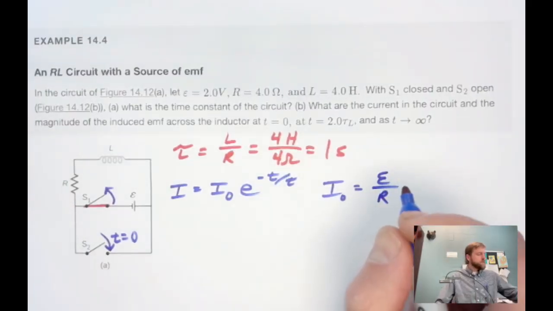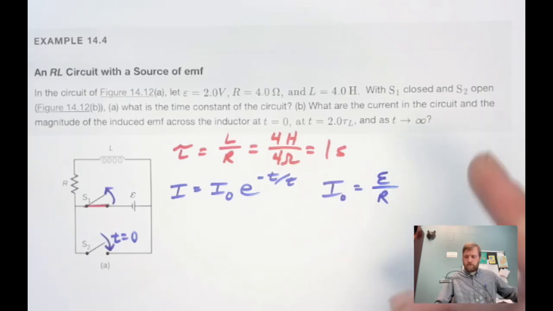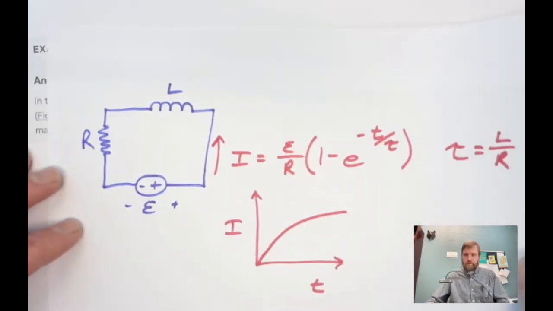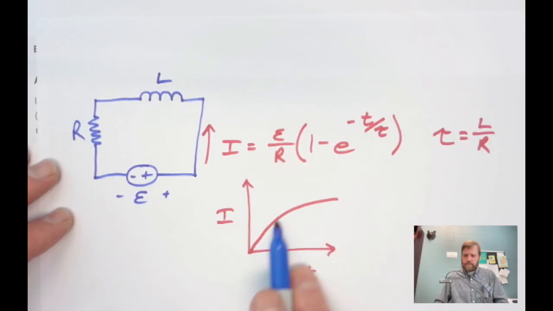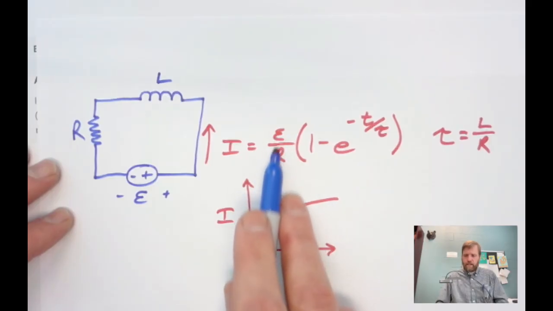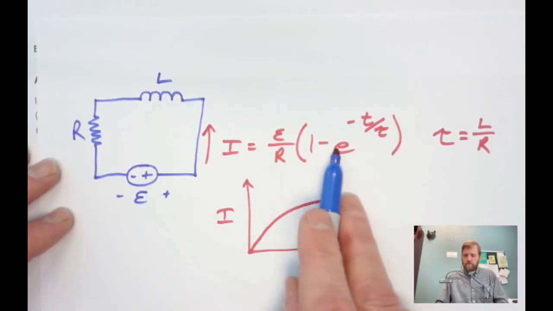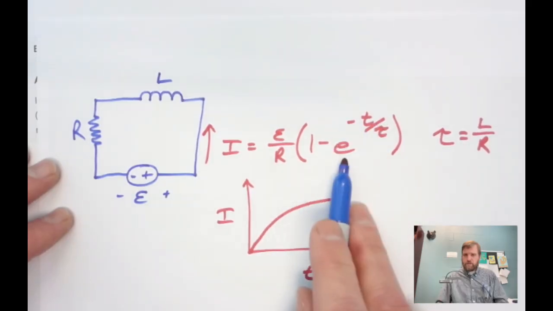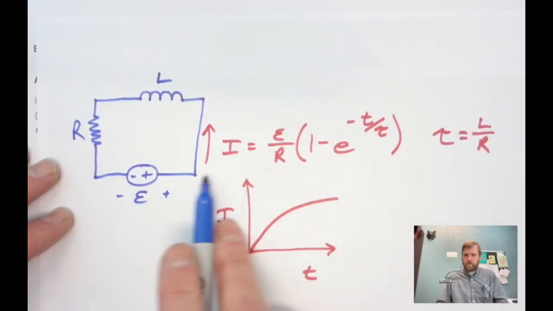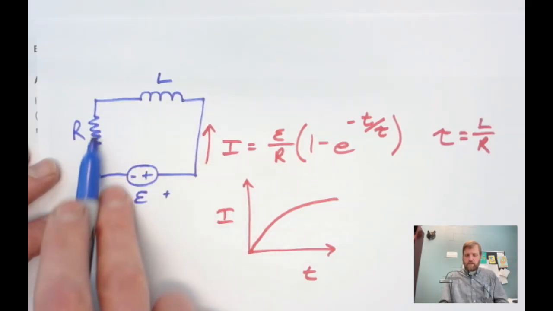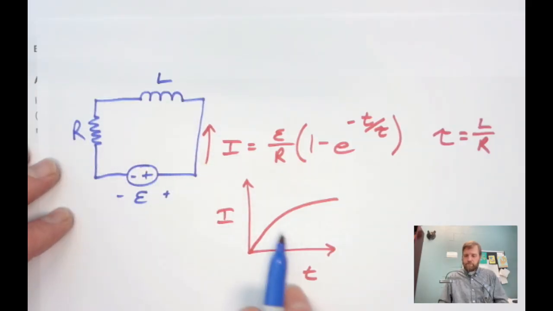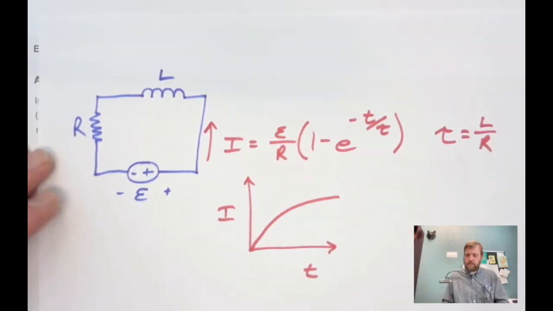Let me just go back here. This is what happens here, right? At steady state, you get epsilon over R because this term is 0, and so you get 1 times epsilon over R, right? So as if the inductor isn't there because you have a constant current flowing through the circuit. All right, so approaches steady state.